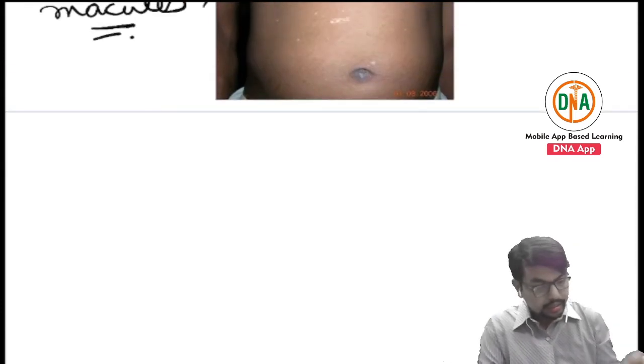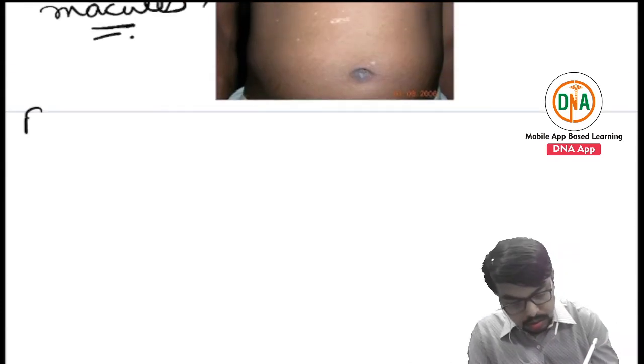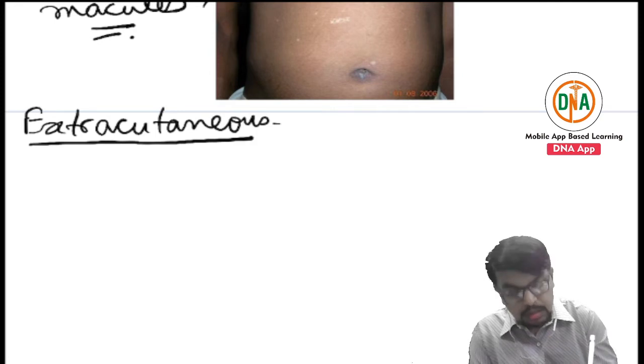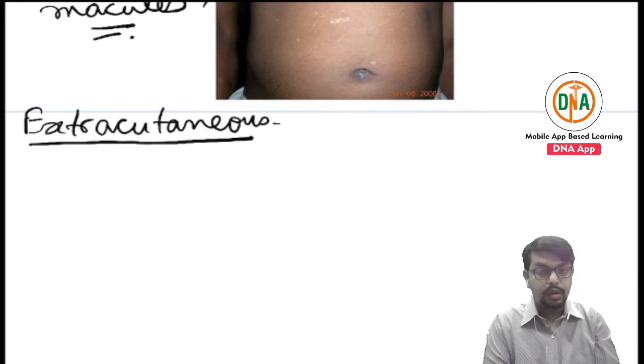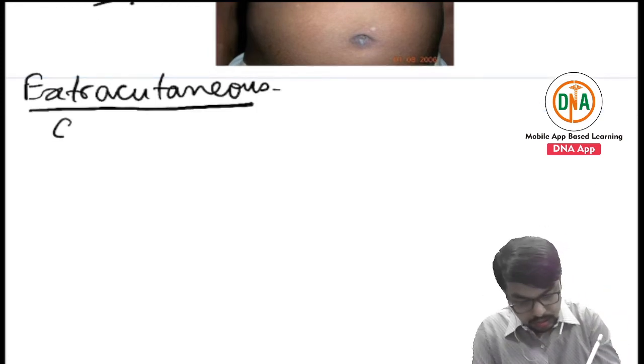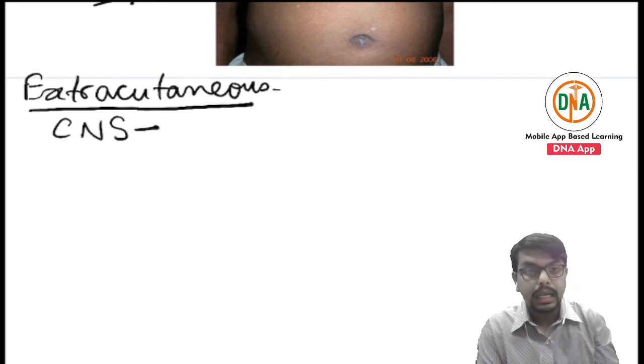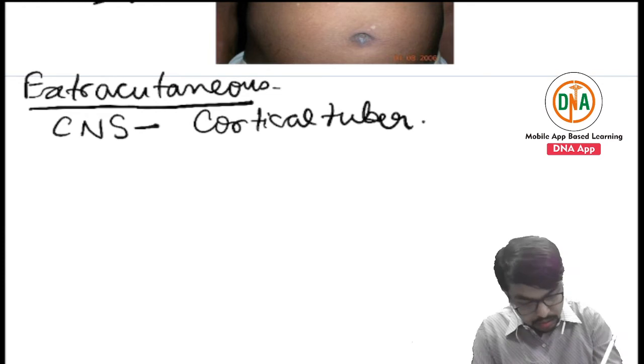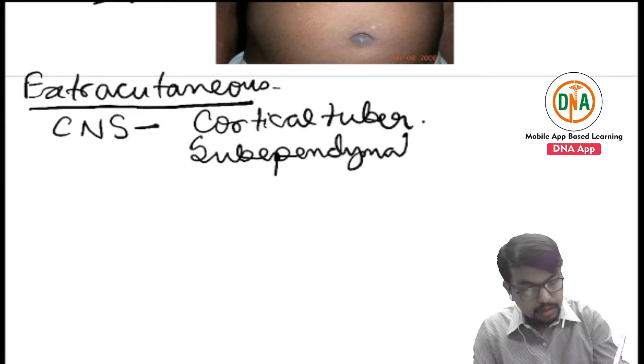Okay, next. What are the extracutaneous manifestations of tuberous sclerosis? Starting from head to toe, we will see first CNS. What are the CNS involvements? There will be cortical tuber. Next, there will be subependymal nodule.